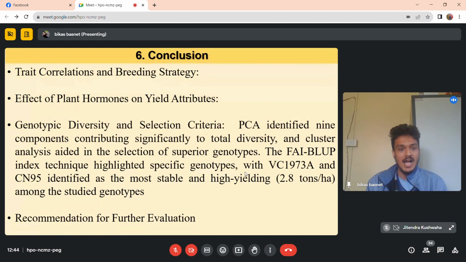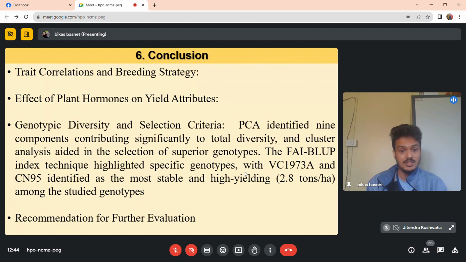And the recent model, the multi-trait stability index model, identified the promising two cultivars based on the overall traits. So BC1973A and CM95 are identified as the most stable for the citron growing conditions, and yield is 2.8 tons per hectare, which is significantly higher than the national average of only 1.5 to 2 tons per hectare.